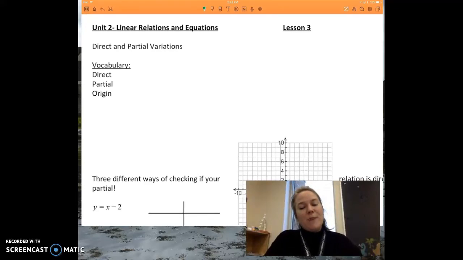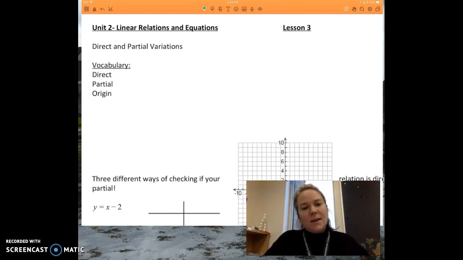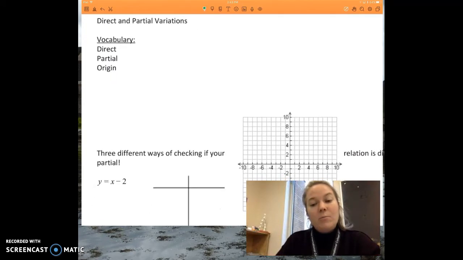Now that we're comfortable graphing our linear equations using either a table of values technique or going straight from y equals mx plus b using the slope and the y-intercept and putting them directly onto the graph, we're going to start to investigate the different types of graphs that we're going to encounter. And the two main types are what we call direct and partial variations. Direct and partial variation are important ideas, and more important in terms of how real-world situations reflect them.